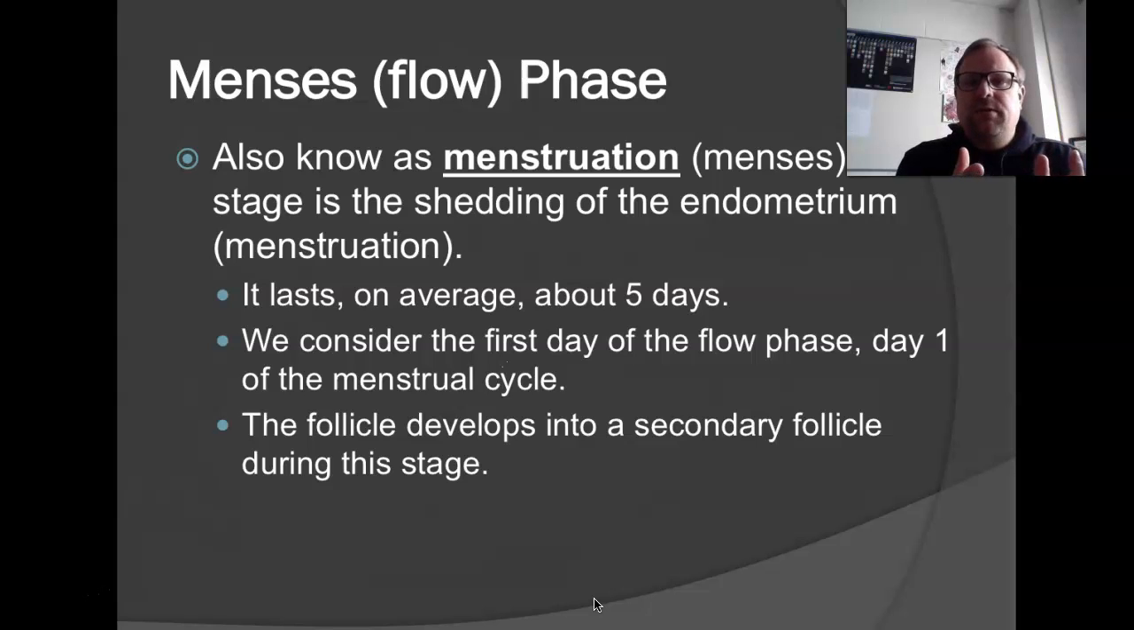During flow phase, a new follicle is beginning to develop into a secondary follicle. So a primary follicle is selected, and it continues to develop in preparation for ovulation later on. So everything starts again, and we get the development of this new follicle.